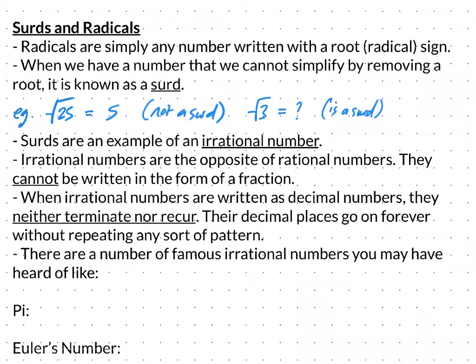Now, surds are an example of an irrational number. Irrational numbers are the opposite of rational numbers, because from previous videos you've seen a rational number as anything you can write as a fraction. So an irrational number cannot be written in the form of a fraction. When irrational numbers are written as a decimal, what you'll notice is they neither terminate nor do they recur, whereas previously we've seen that rational numbers do terminate, so they stop, or they have a recurring pattern. So an irrational number, their decimal places go on forever without repeating any sort of pattern.